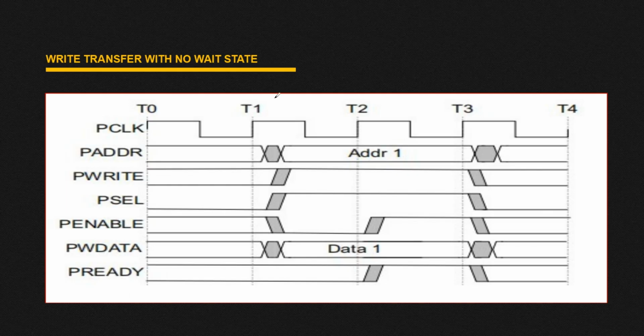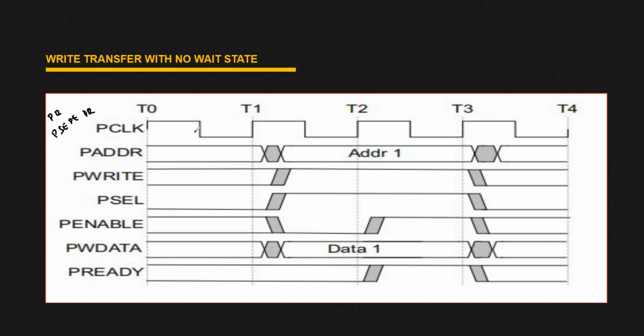Okay, so here we have write transfer with no wait state. We have seen this in the operating state part. First of all, no wait state means our PREADY is asserted whenever your PSELECT signal and PENABLE signal are high. At that time we have PREADY also high. So that means we have no wait state. We are not waiting for the transfer.